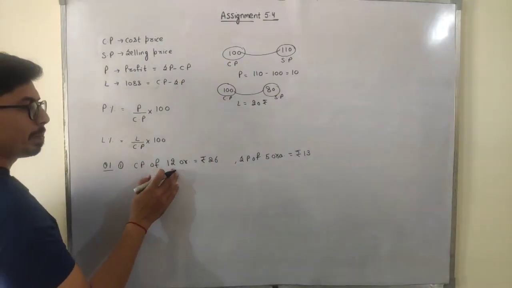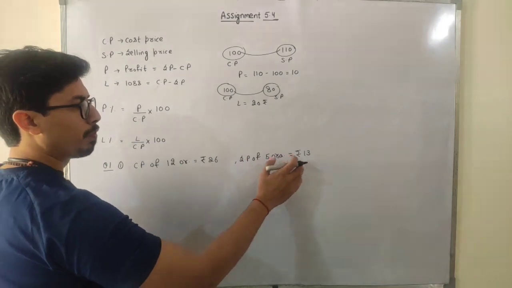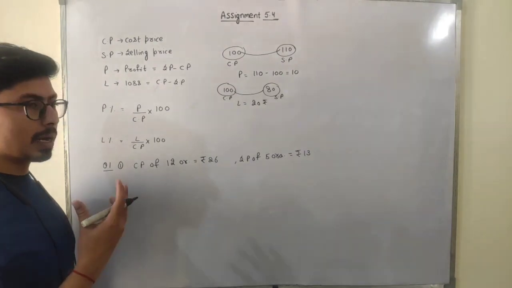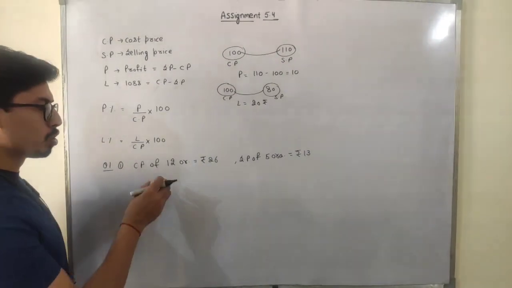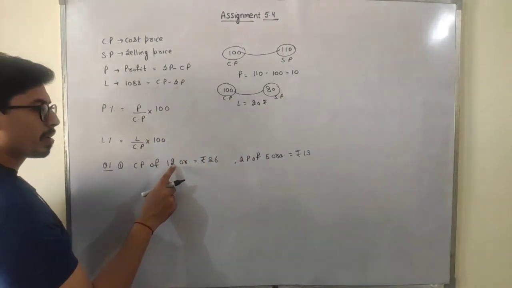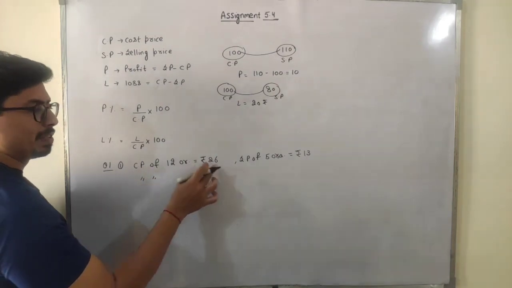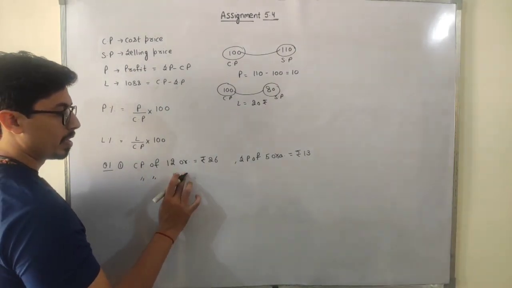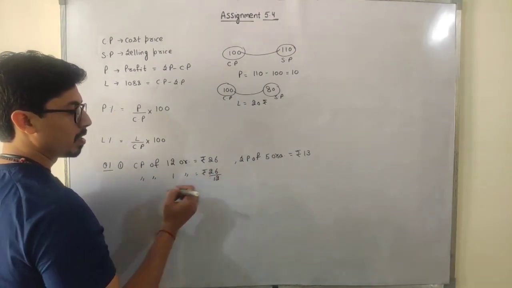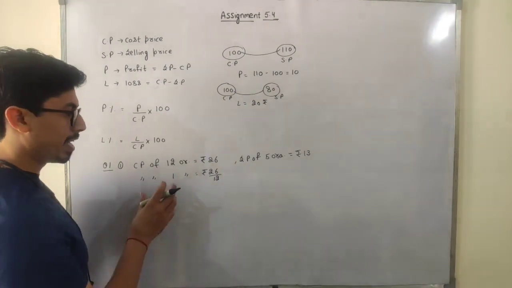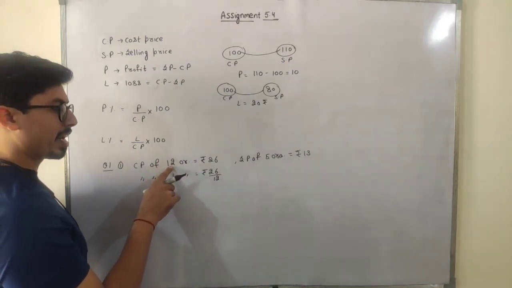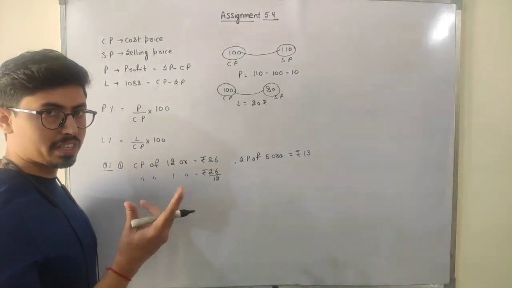Now see, CP of 12 oranges is given, SP of 5 oranges is given. Students, make sure we can find out the profit or loss when the cost price of the same items and the selling price of same items are given. Now see, cost price of 12 is given, so cost price of one orange will be rupees 26 by 12. Students, do one thing, just make sure that the number of oranges should be the same. So I take LCM of 12 and 5. 12 and 5 LCM is 60, students.